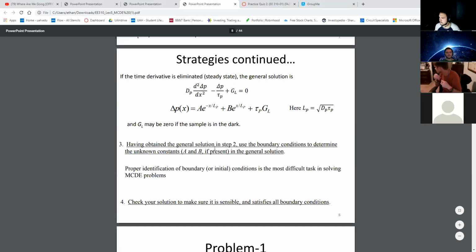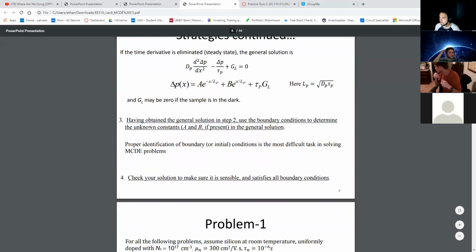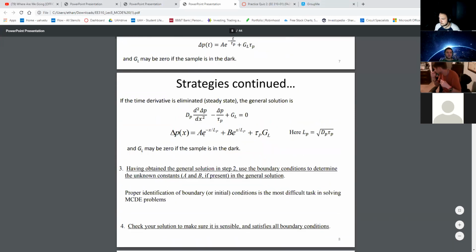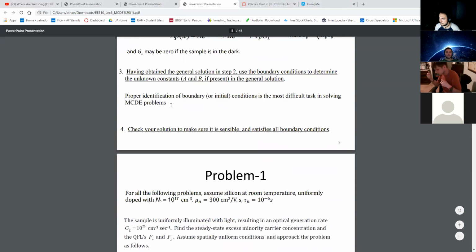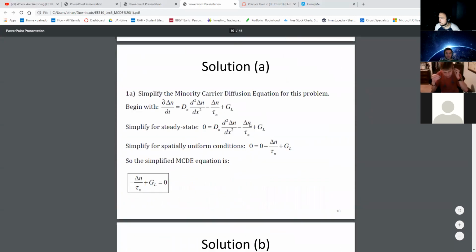Here's the boundary conditions determinant. So this is him just going over what I was just talking about: you always have to use your boundary conditions to determine your A's and B's. And boundary conditions are also just initial conditions. And then he starts going over problems.